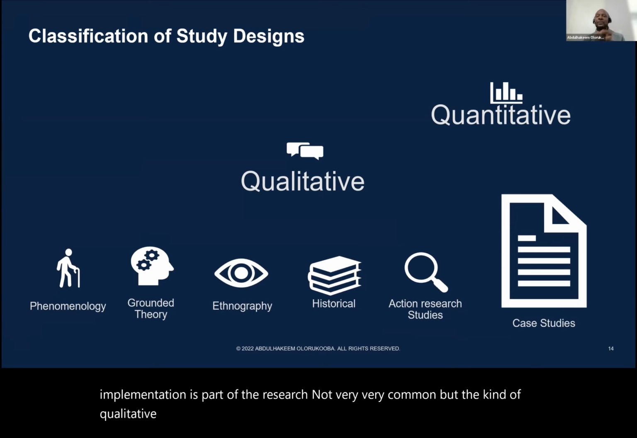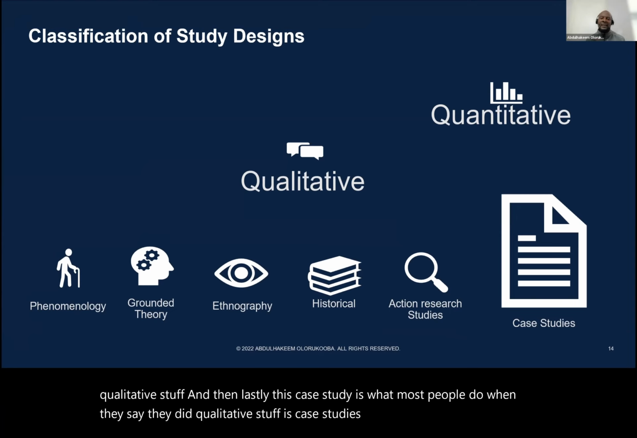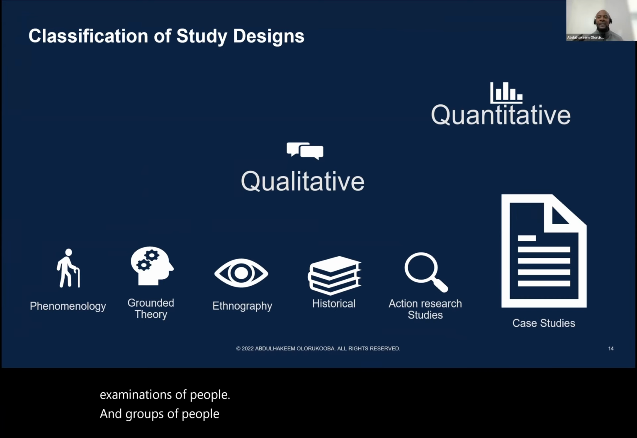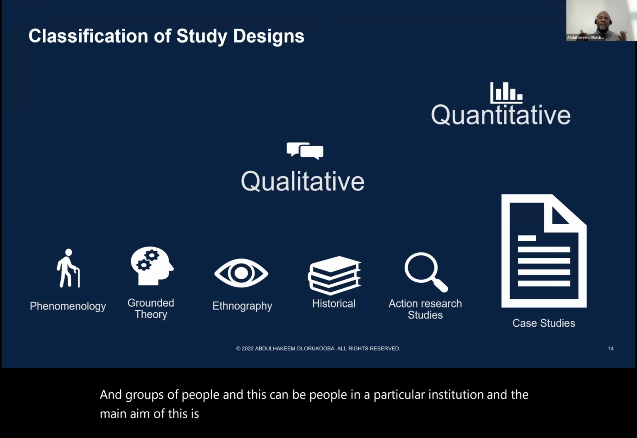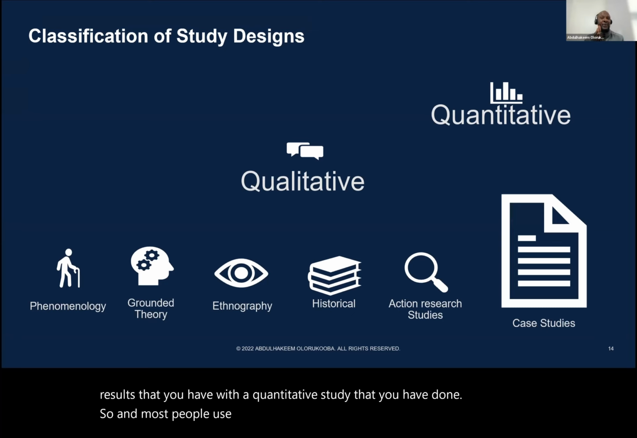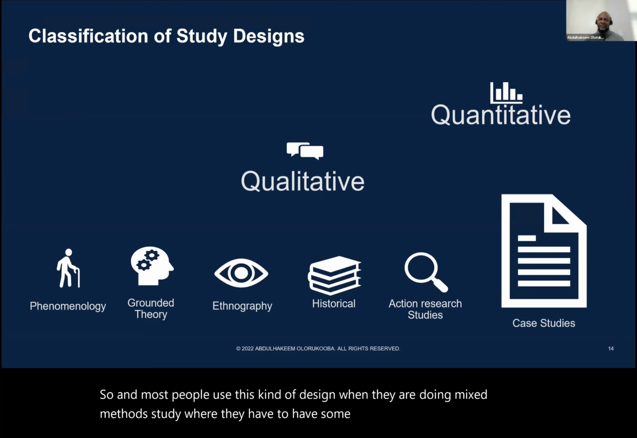And then lastly is case studies. What most people do when they say they did qualitative work is case studies. These are in-depth examinations of people and groups of people, and this can be people in a particular institution. The main aim of this is just to generate hypotheses, or sometimes to triangulate the results that you have with a quantitative study that you have done. Most people use this design when they are doing a mixed method study, where they have some qualitative and some quantitative research and put them together in a mixed method.